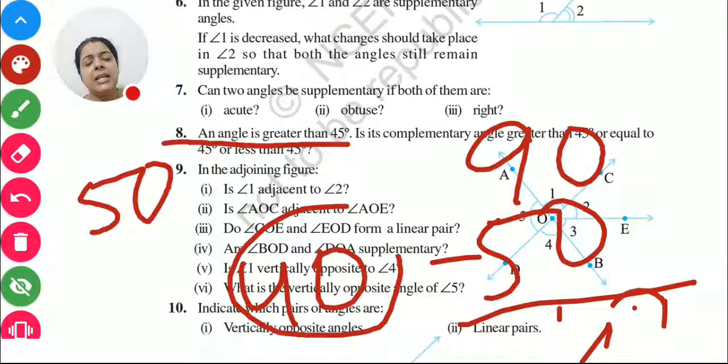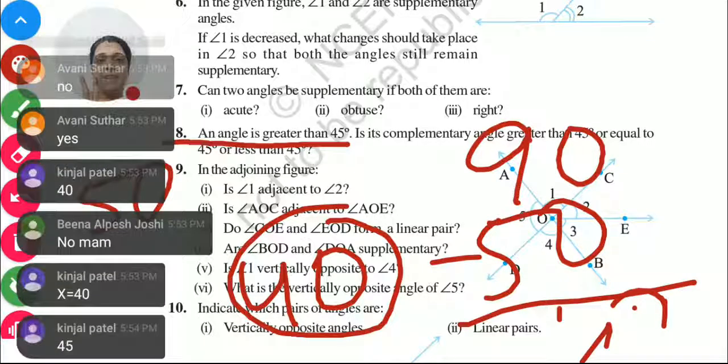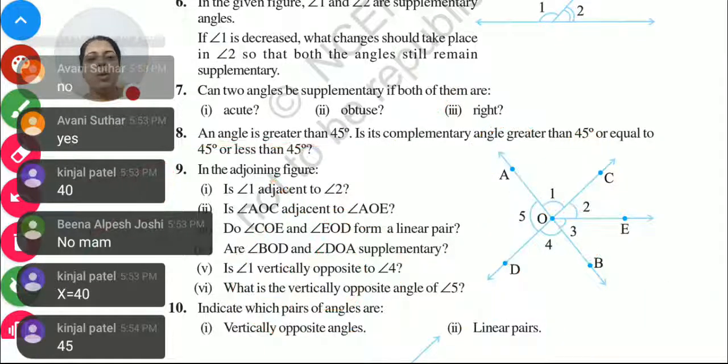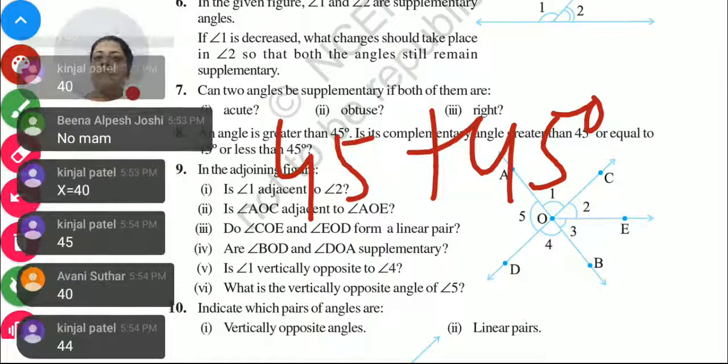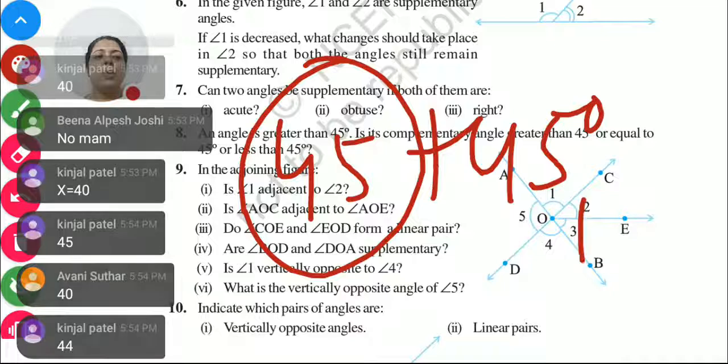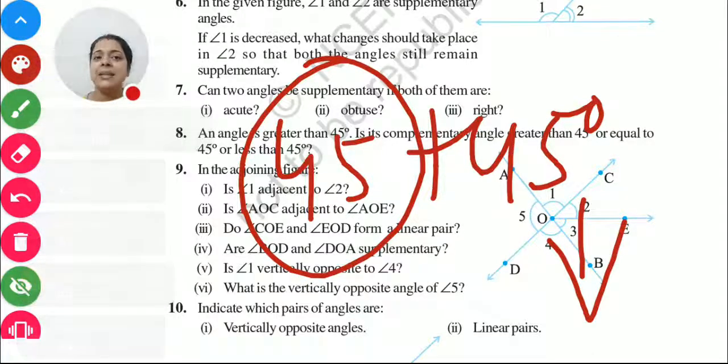We found it is 40 degrees. So what is 40 degrees? Is it equal to 45? No. Is it greater than 45? No. Is it smaller than 45? Yes. Because we know 45 plus 45 makes it complementary. But if one is more than 45, another will undoubtedly go down just to make it 90 degrees. So it will definitely be less than 45. One is more than 45, another will be less than 45, and then it will form a complementary angle.